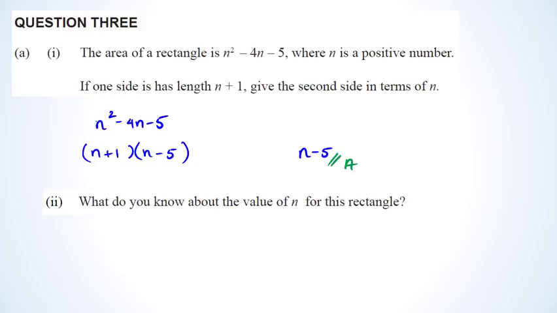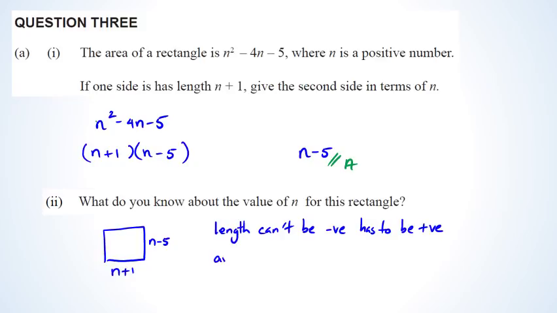Now we've got to figure out what we know about the value of n for this triangle. Just looking at this side here, we've got n plus 1 and n minus 5. The first thing is that length can't be negative, and has to be positive.